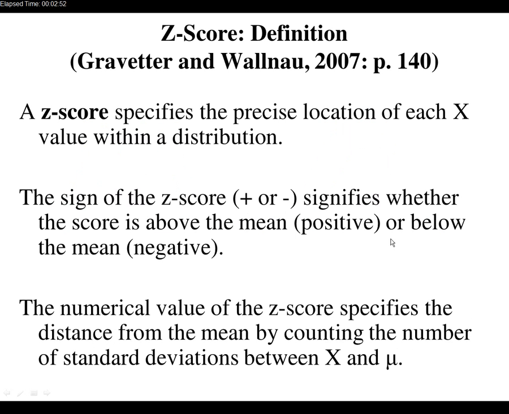A z-score specifies the precise location of each x value within a distribution. The sign of the z-score, plus or minus, signifies whether the score is above the mean, a positive, or below the mean, a negative. The numerical value of the z-score specifies the distance from the mean by counting the number of standard deviations between x and the mean.